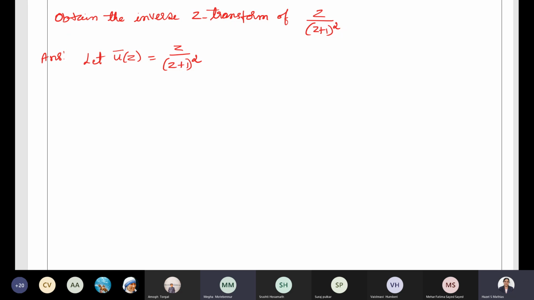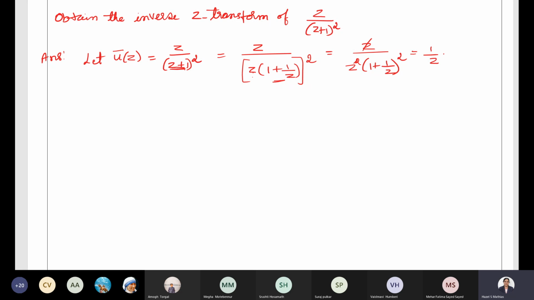Let's take z outside from the denominator. You have over here z divided by z plus 1 whole square, correct? From that, if you take z outside, it will be 1 divided by 1 plus 1 by z whole square. So now here you have z into 1 plus 1 by z whole square, which is nothing but z square into 1 plus 1 by z whole square. Now one of the z gets cancelled, so we will have 1 by z into 1 divided by 1 plus 1 by z whole square.